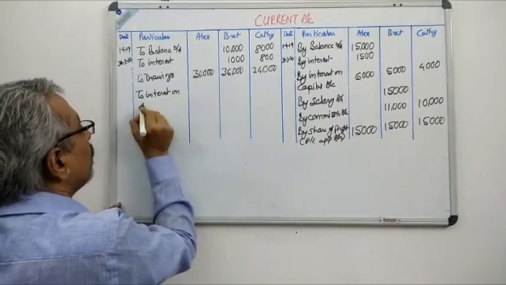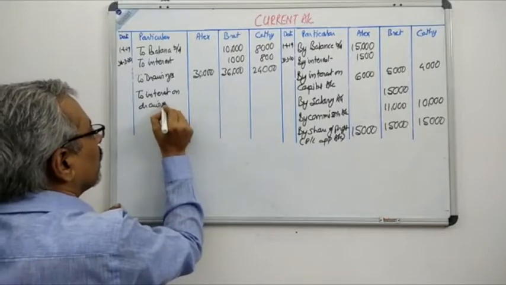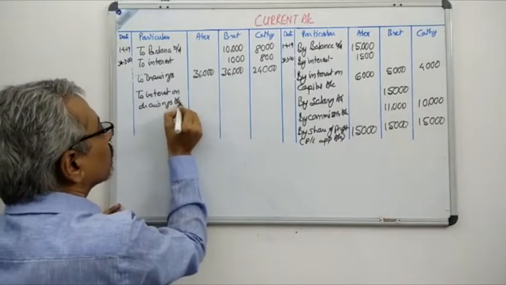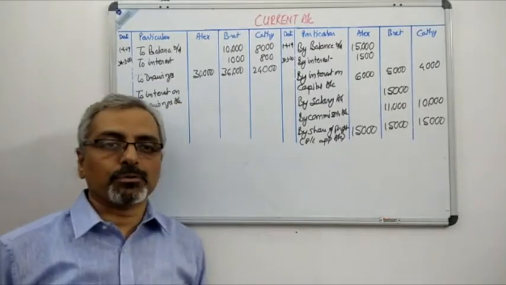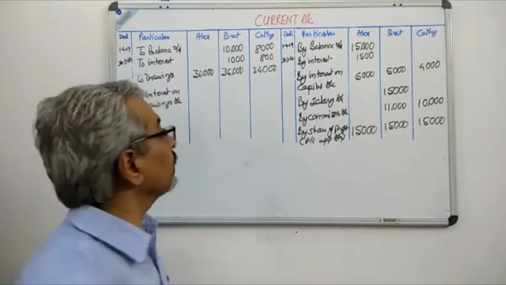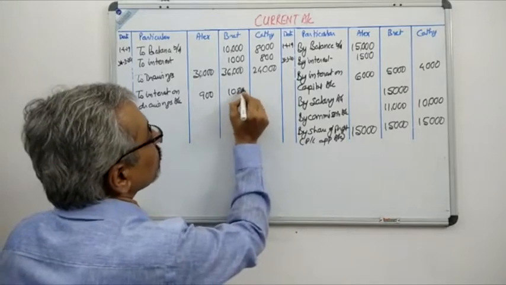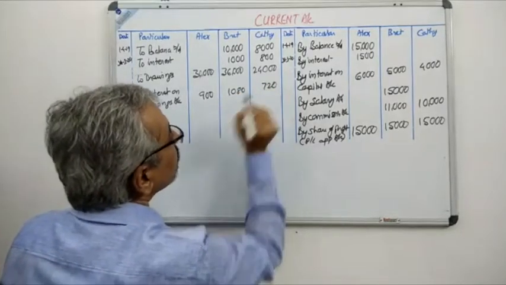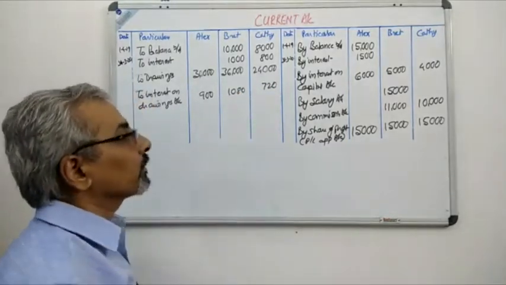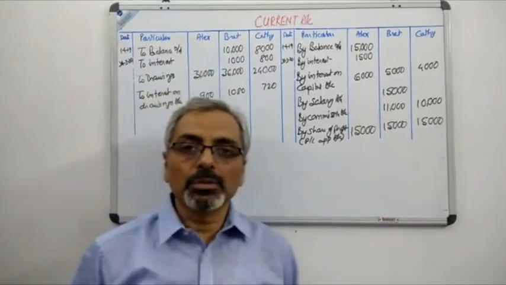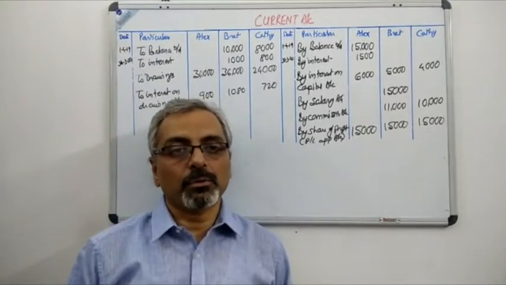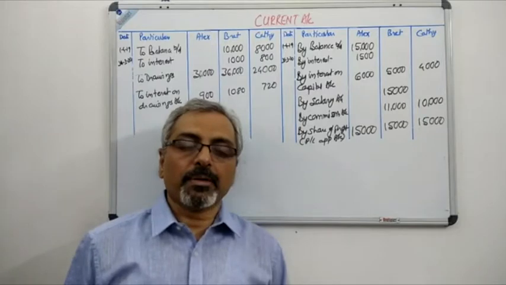Now after that we will write interest on drawing. And if you remember very carefully, we had already calculated the interest on drawing, which was 900 for the first partner, 1,080 for the second partner, and 720 for the third partner. So this concludes the entries which we have to do in the debit side and the credit side.